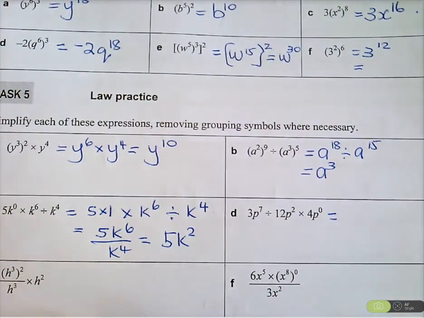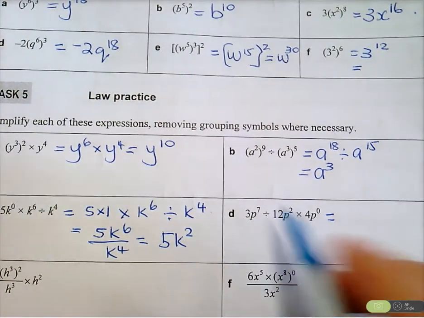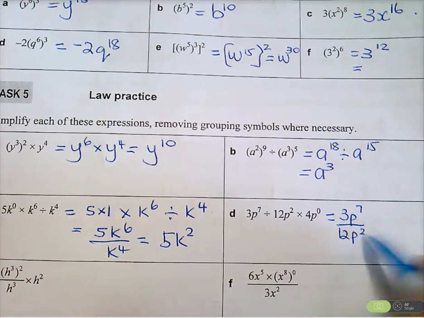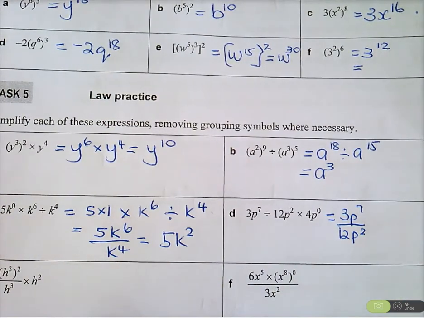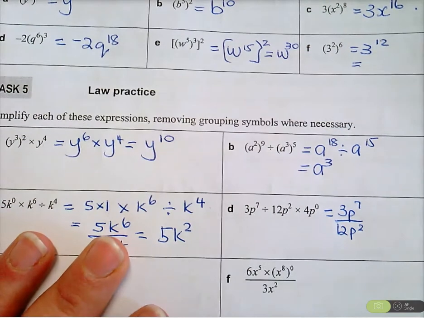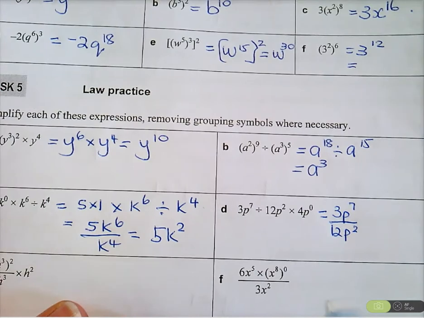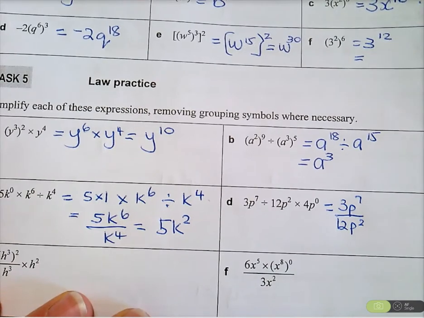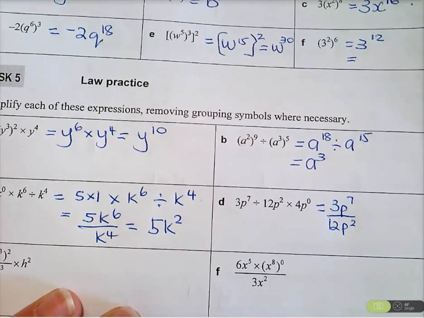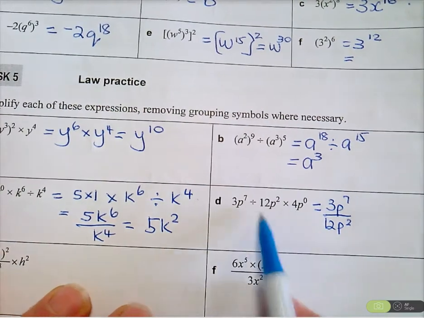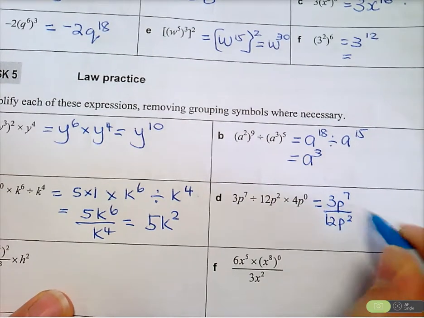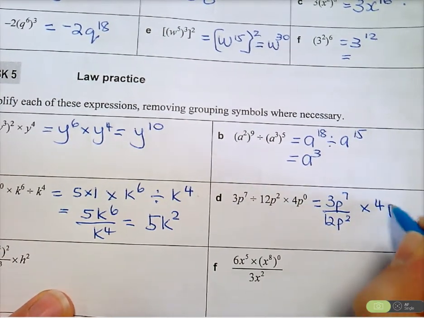The next one, over. Girls, I would definitely be writing the first bits as a fraction. 3p, p to the power of 7 divided by 12p squared. You must, when you've got BODMAS, girls, division and multiplication in the same number sentence, you must do it in order. You can add numbers in any order, you can multiply in any order, but once there's subtraction and division mixed with multiplication and other things, if it's just division and multiplication, it has to be done in order. So whatever that answer is, you're going to times it by 4p0.